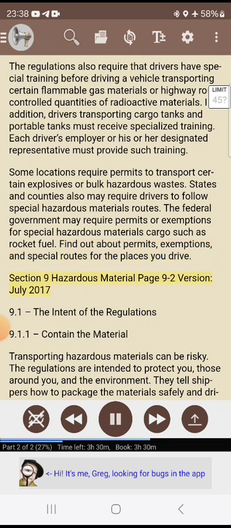Section 9 Hazardous Material page 9-2 version, July 2017.